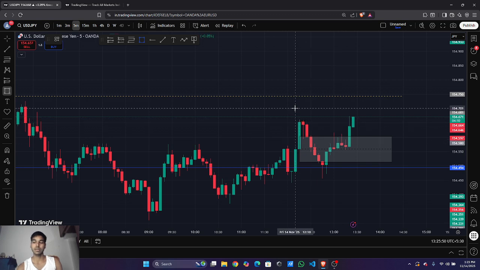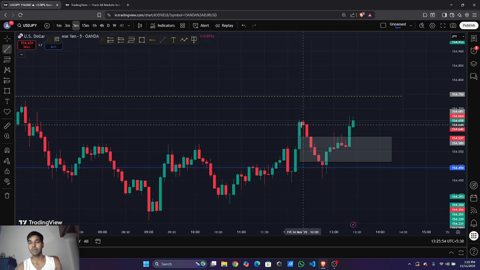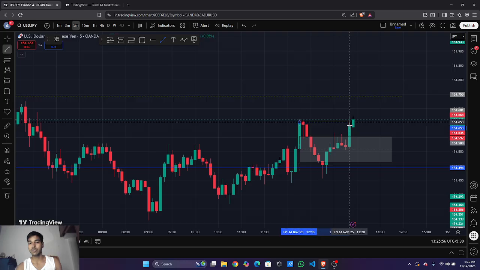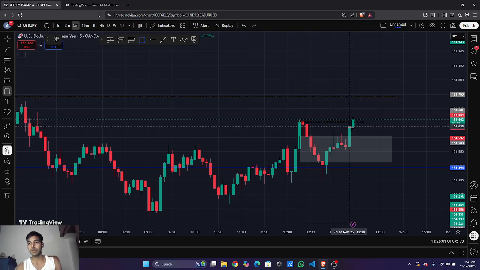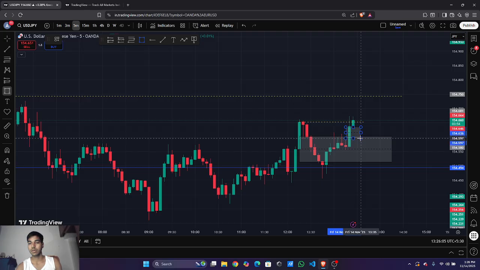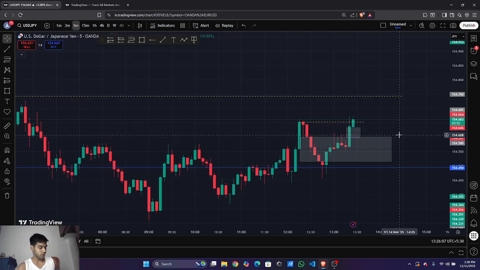This swing, I'll mark this swing. There's a fair value gap. So I would want a retest of this fair value gap, and then a 1 minute breakout structure, AUD JPY. JPY 5-minute FVG plus 1 minute breakout structure.